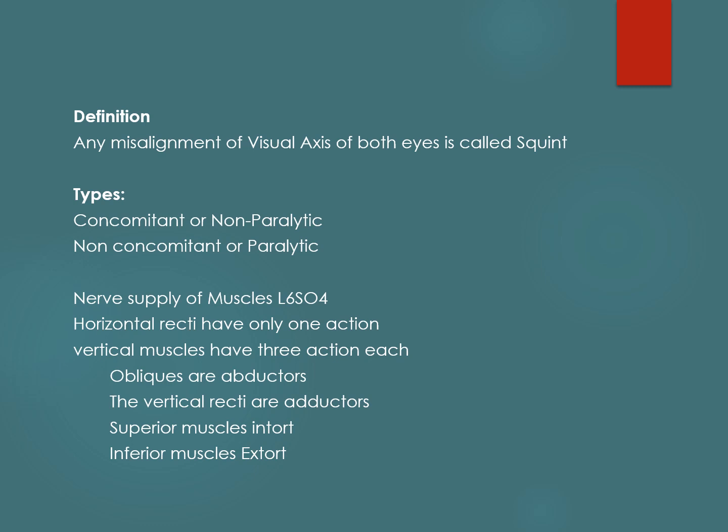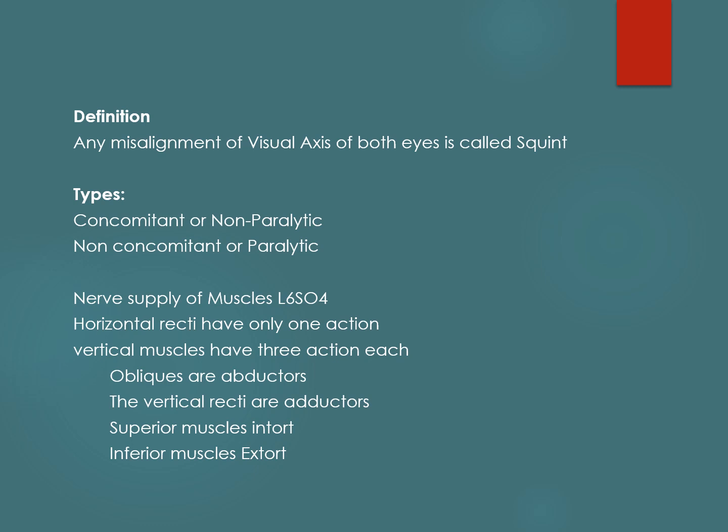Types of squint. There are broadly two types. Number one is concomitant squint and number two is non-concomitant squint. Few words about anatomy and physiology of ocular muscles. There are 6 extraocular muscles: 4 are recti and 2 are oblique muscles.